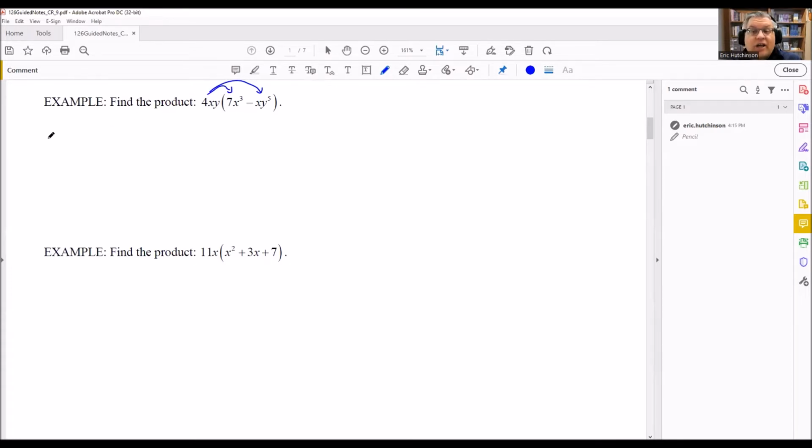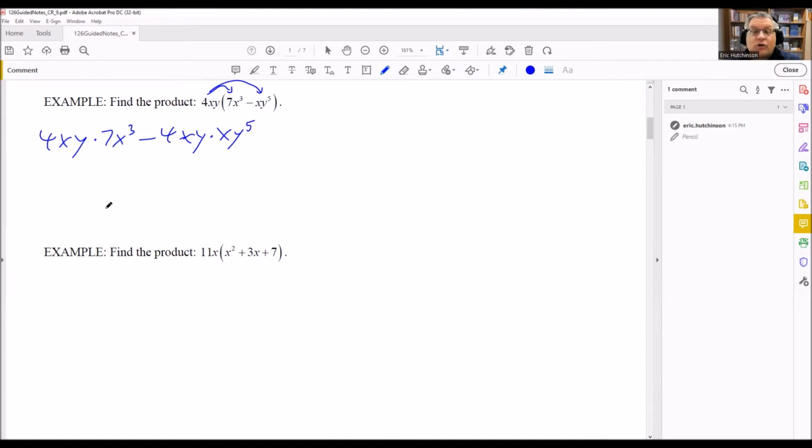Now I'm going to put everything all together, and I'll rearrange things and multiply a little bit later. I'm going to put 4xy, multiplying this by 7x cubed. There's a minus here. So I have 4xy, and I'm multiplying that by xy to the fifth. I'm just putting that next to each one. So that's the setup: 4xy times the 7x cubed, and then 4xy times the negative xy to the fifth.